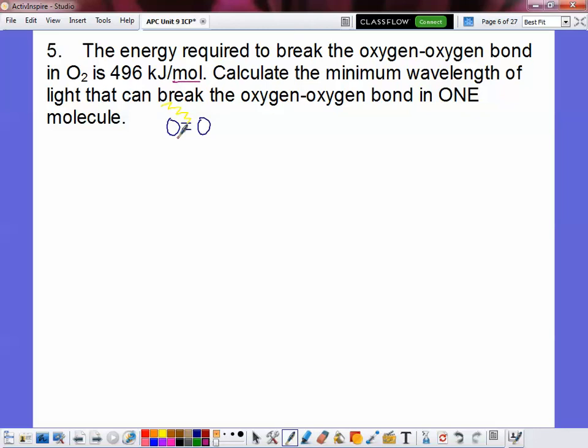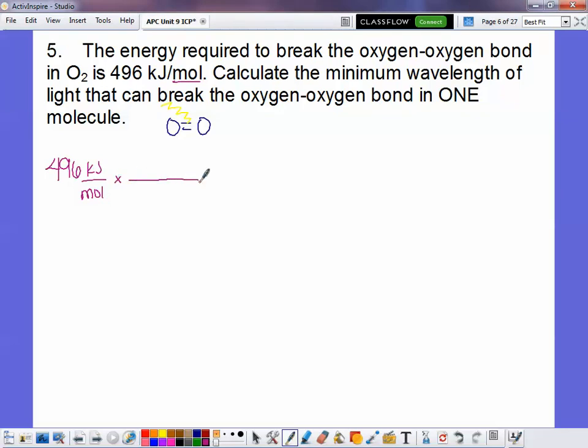So what do you think we should calculate first? Yeah, let's figure out the energy for a single molecule, because the energy of that molecule will be the energy of the photon that needs to come in to break that bond. Okay? So we're kind of working backwards. So we have 496 kilojoules per mole. We're going to have to convert moles to molecules, and we're going to have to convert kilojoules to joules.